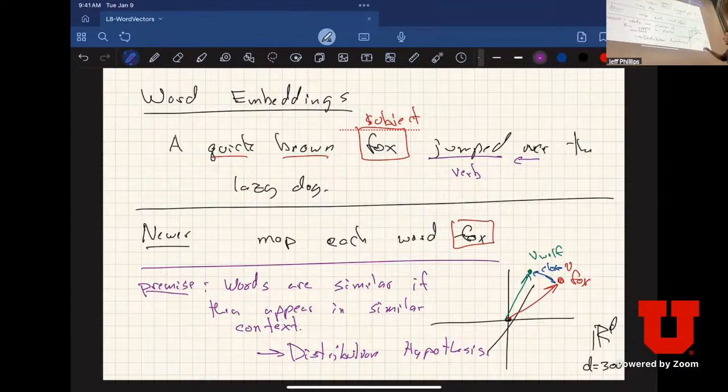Okay, and that's the context here by which we want to embed fox and wolf, so the vector representations are close to each other. Somehow, if they appear in similar contexts, then their vector representations should be similar. And by similar, I mean probably the cosine similarity is large, which usually maps to the Euclidean distance also being small. Okay, so this is the premise we're working with, the distributional hypothesis.